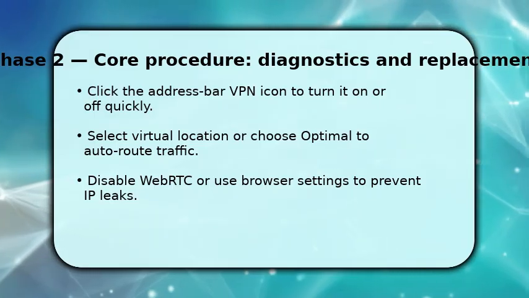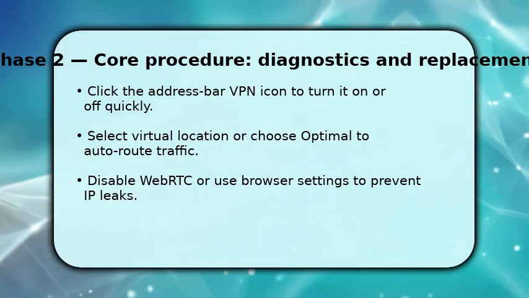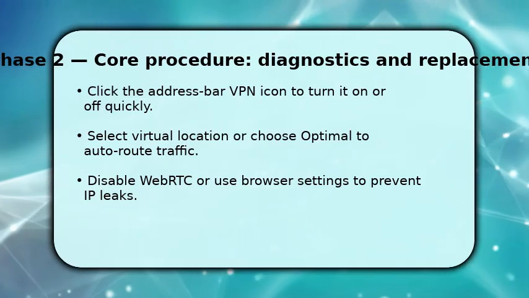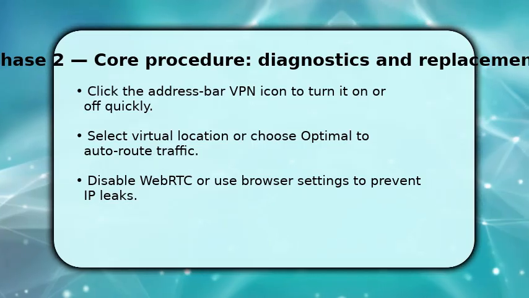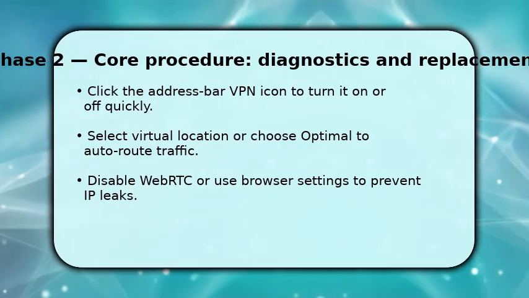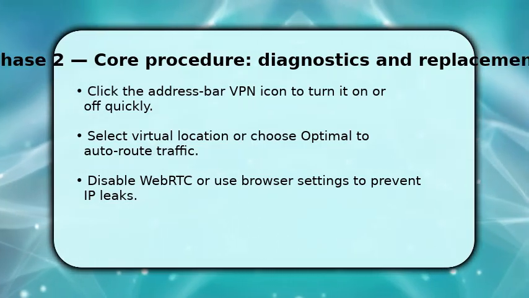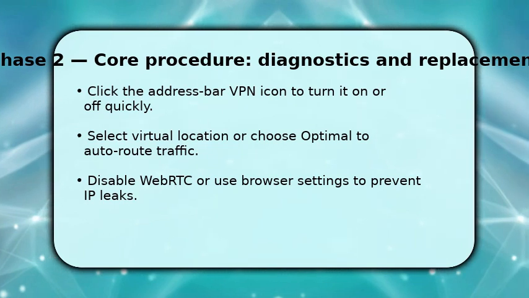Once connected, confirm the VPN badge shows data-saved stats. This confirms encryption at the browser level. Also, make sure to disable WebRTC in site settings or use an extension, because WebRTC can leak your real IP, even with the VPN running.